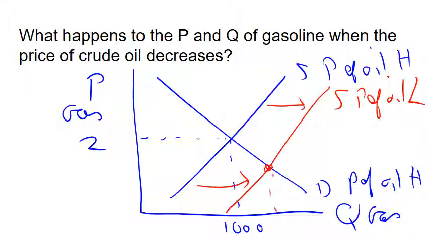The new equilibrium point has a higher quantity and a lower price. So as the price of crude oil decreases, we would predict that the price of gasoline would fall and the quantity of gasoline would increase.